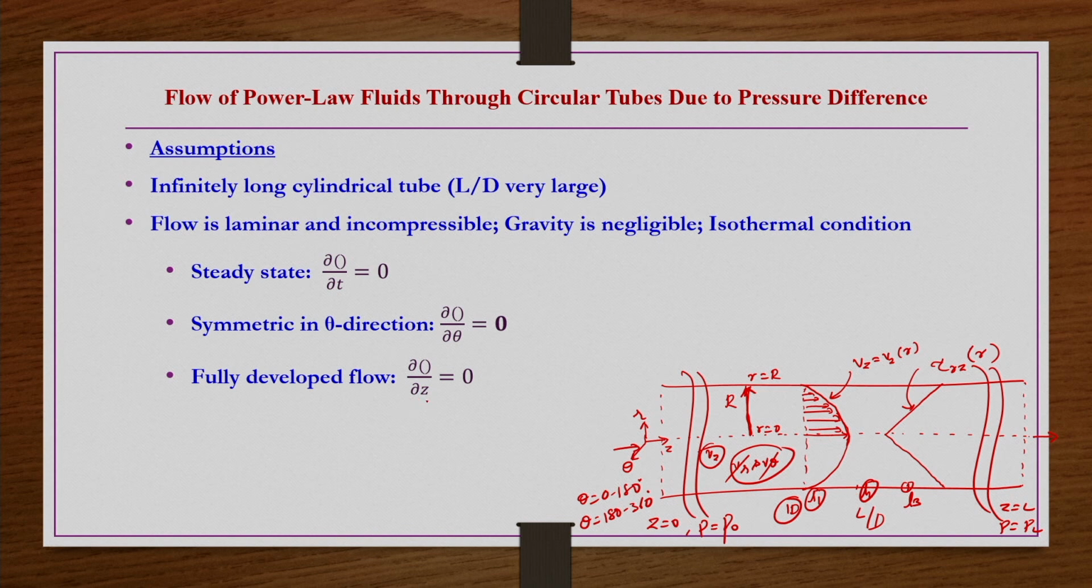dou by dou z of any flow variable is 0. Not scalars like temperature, pressure or concentration. This is valid only for flow properties like velocity, shear stress, etc. For those things only it is valid, right. Fully developed flow is where dou by dou z of anything is 0. That is, in the flow direction the velocity distribution is not going to change, okay, right.